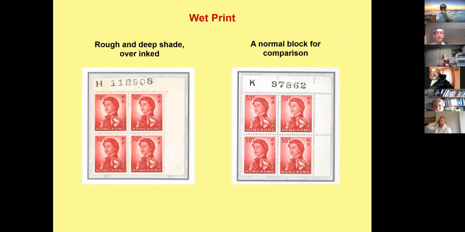And then this one is a wet print. So this is over-inked for this 50 cents. It appears to be rough, and the shade is very deep. Compared to this one, this is a normal block, which is clearer. And the 50 cents and this Chinese word appear to be quite clear and tidy.